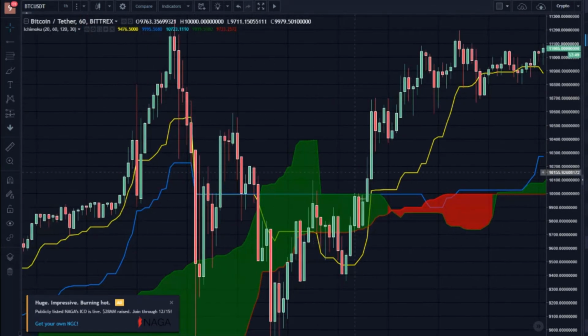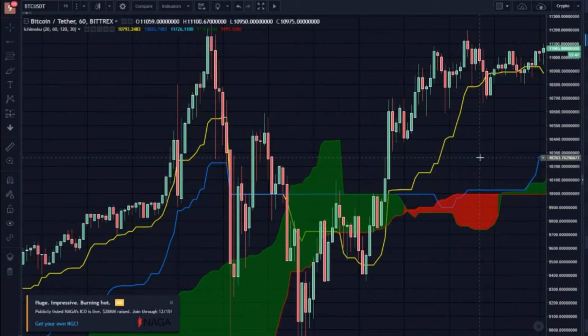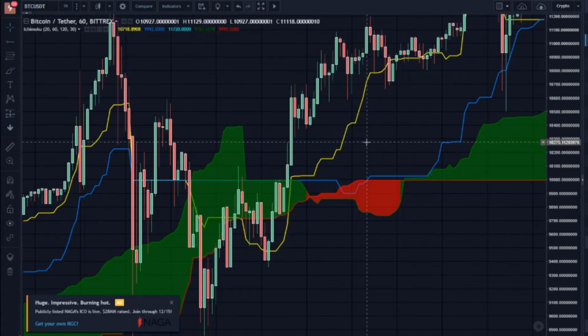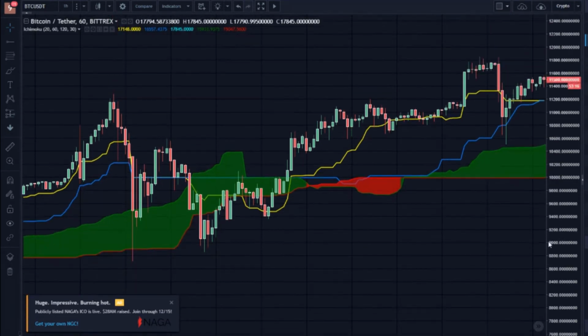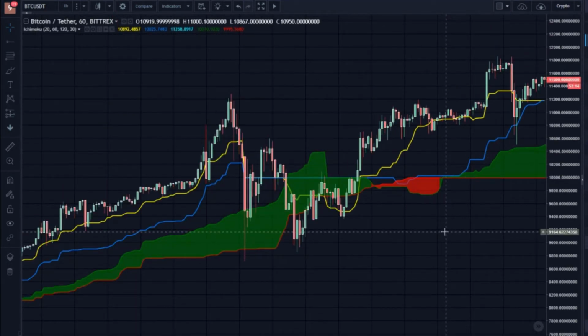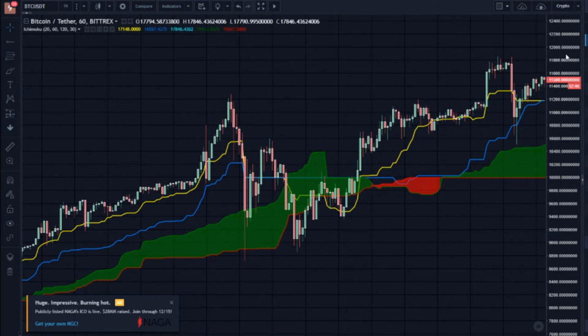So the TK cross, just like the cloud breaks, not all the crosses are the same. The one above the cloud is a better confirmation that our trend is going to continue upward. So that's kind of the ones we're looking for. So rule of thumb is only look for TK crosses that happen above the cloud. And this will keep you out of trouble, fake breakouts, fake cloud breakouts. So we're going to look at NEO 1-hour chart to illustrate this idea.